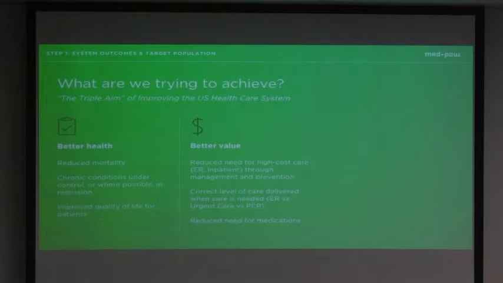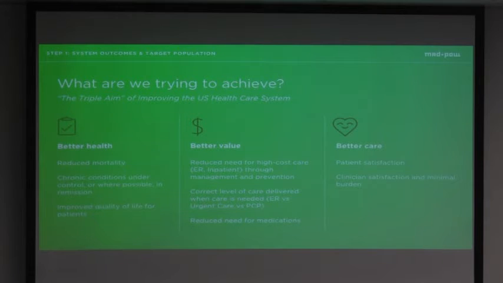Better value is the second prong here. So reducing need for high-cost care. Some types of care are more costly. And then that second piece, they're really getting to the correct level of care. So sometimes you can prevent a need, but then sometimes people are just going to the more costly care when they could be served at a less costly place. And also reducing need for medications, which naturally cost money. And in some health conditions, through lifestyle changes, through behavior change, you can reduce your need for medication.